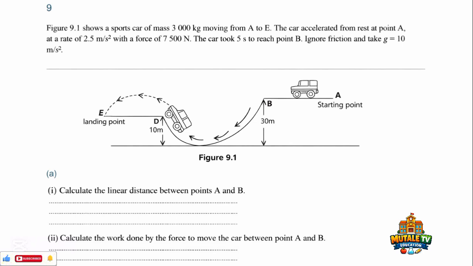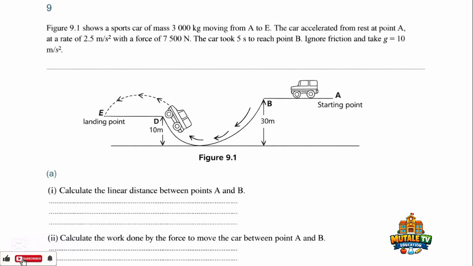Now, as you look at the diagram, notice the motion. A to B, acceleration. B to D, coasting. D to E, projectile motion. Let's go step by step.